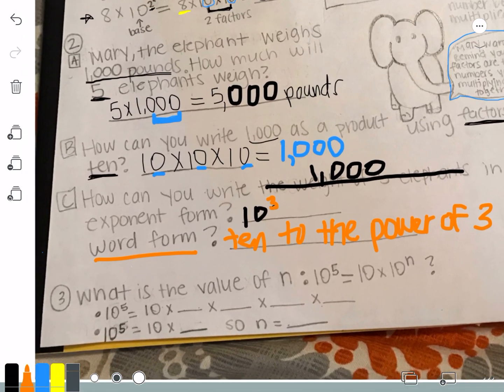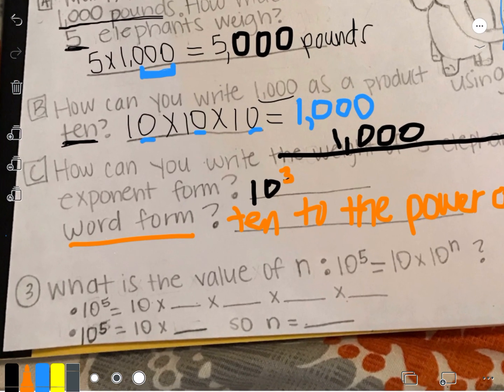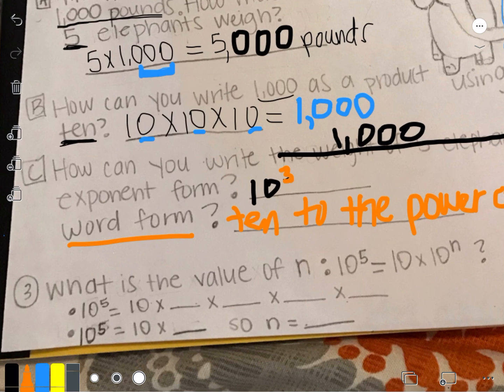Now number 3, I really took this problem and changed it a little bit from the book because it was really a challenge problem and I wanted you guys to have a little practice before you jumped right into it in the book. So it says, what is the value of n? This is a letter. So look over here at this problem. It is 10 to the power of 5 equals 10 times 10 with an n up there in the exponent.